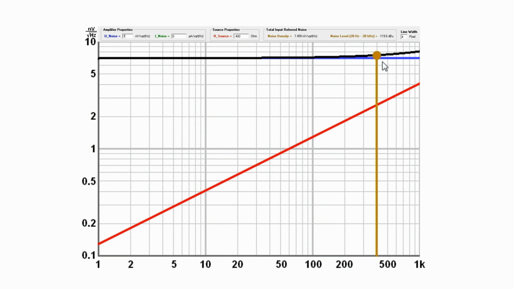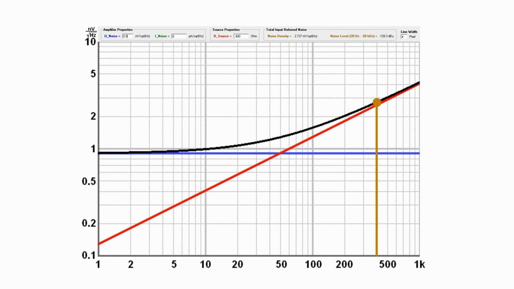But now let's see how the situation changes when we use a very low noise preamplifier. This is what the voltage noise of a low noise preamplifier looks like. Again, let's take our mic with 400 ohms impedance and attach it to this preamp. And here you can see that the amount of noise created by the mic is considerably higher than the noise of the preamp. In this example, this holds true even for lower impedance microphones with down to around 100 ohms.